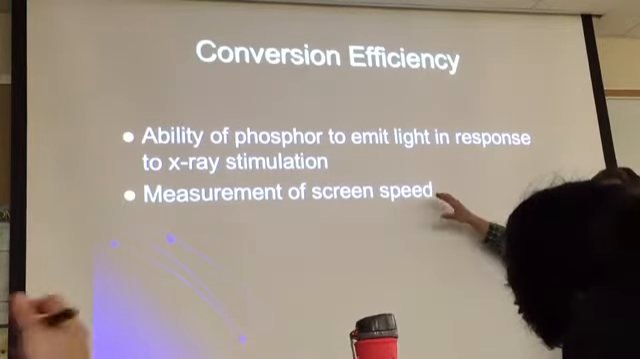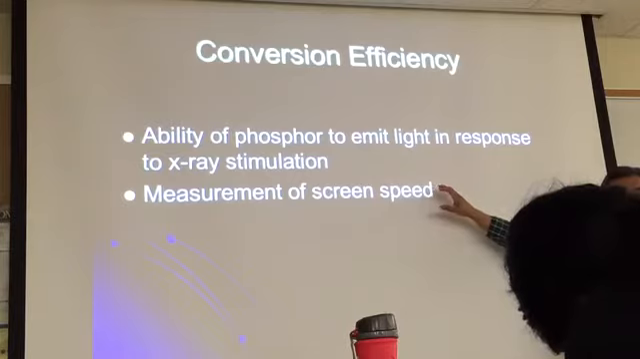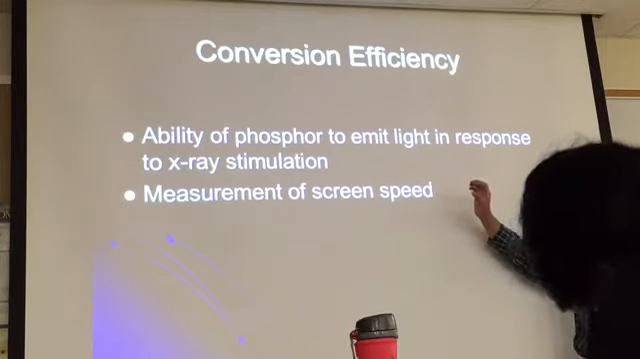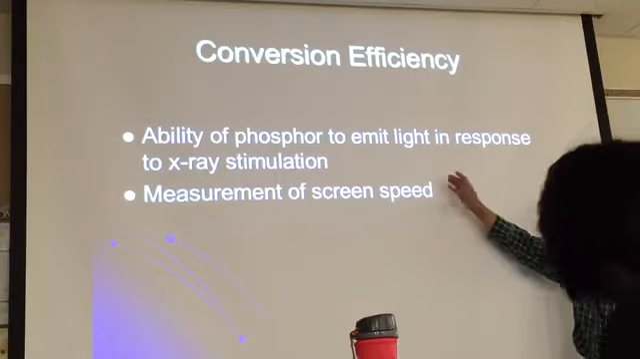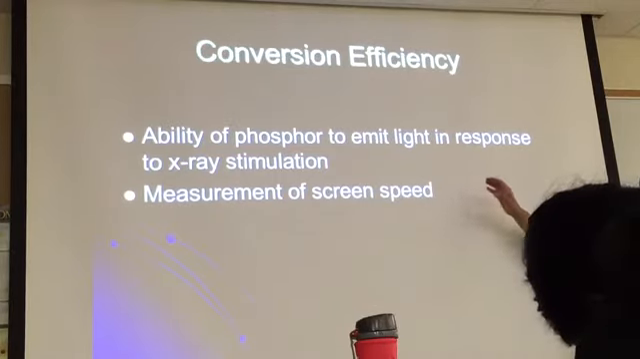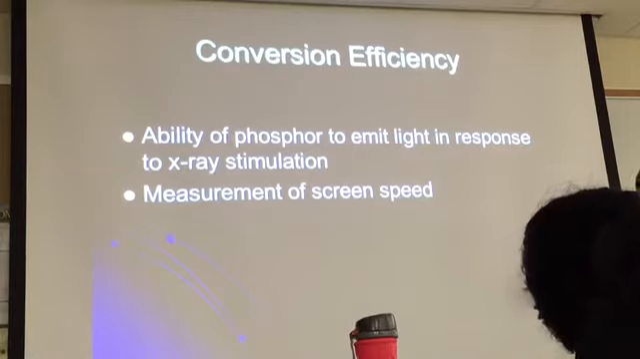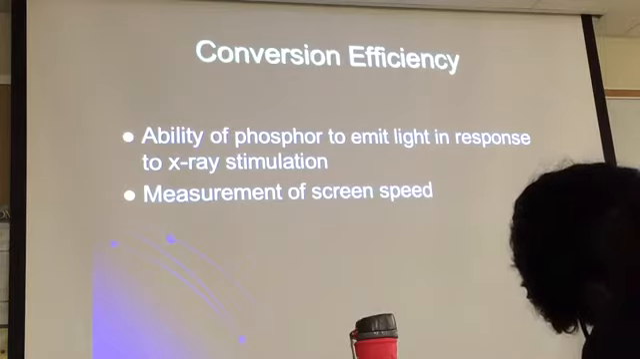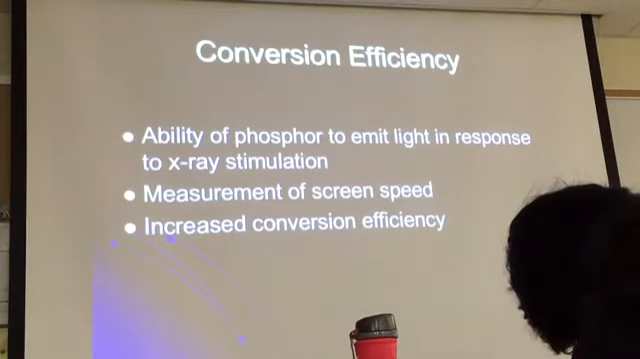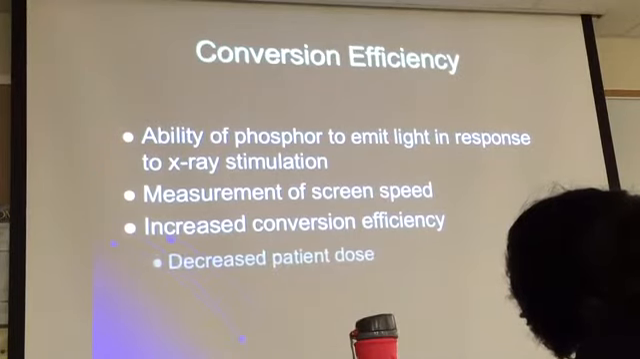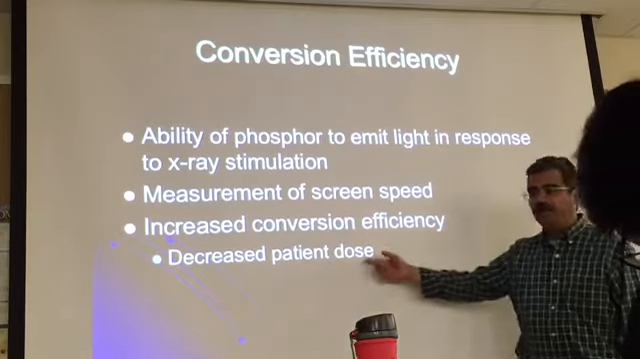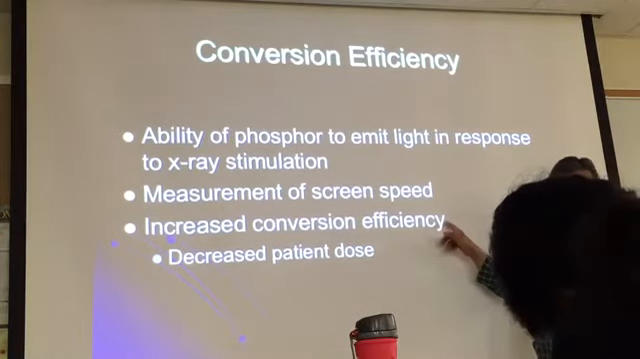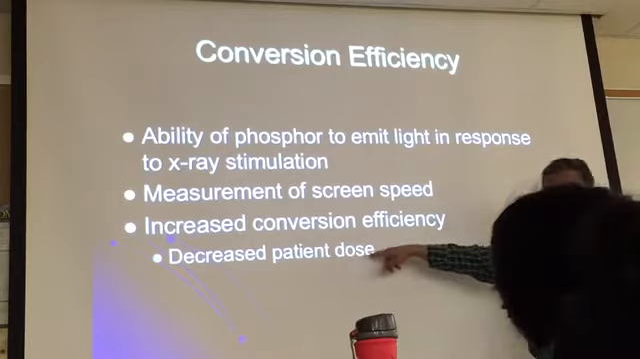The problem with that is resolution. Faster screens provide you less resolution. The resolution is very, very poor. Slower screens provide good resolution. All right, the conversion efficiency: increased conversion efficiency decreases patient dose. This is referring to the speed still. If you have a fast screen, you decrease patient dose, right? But what's the downside?